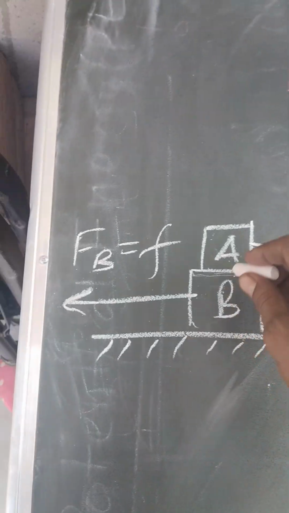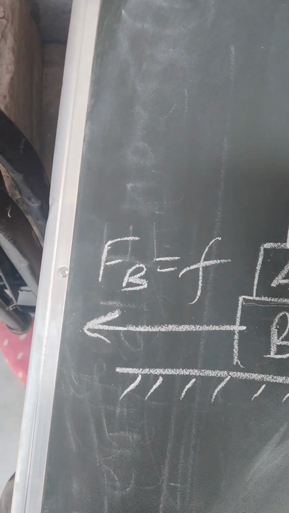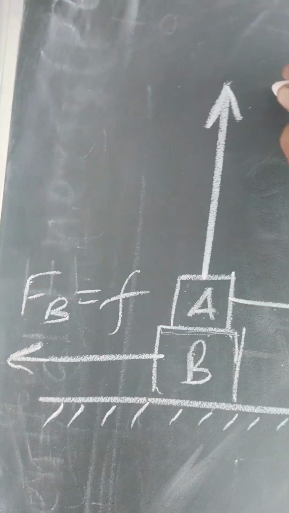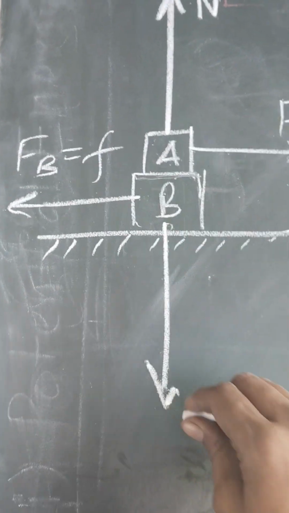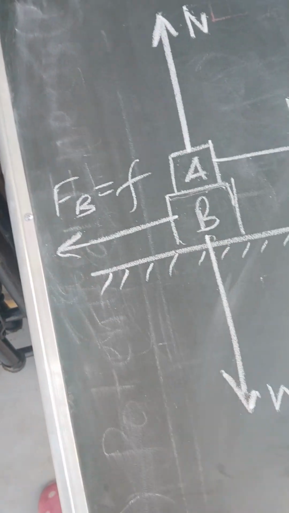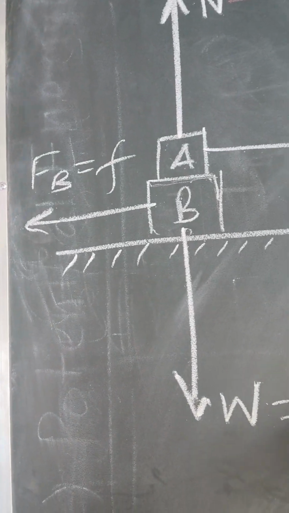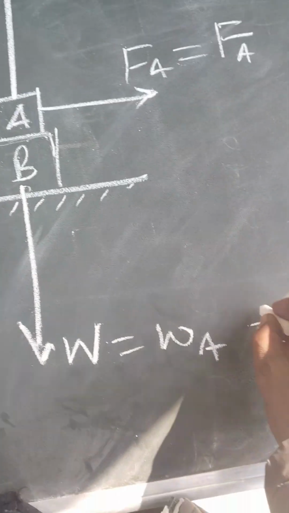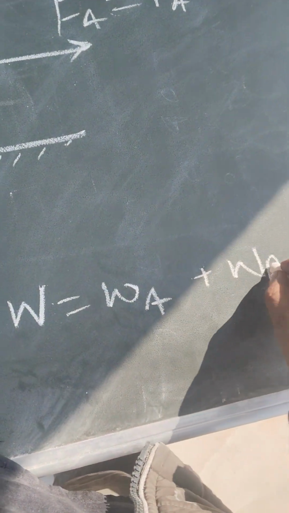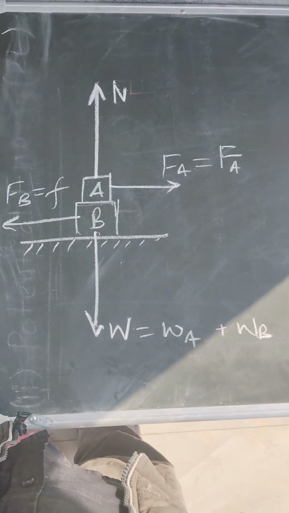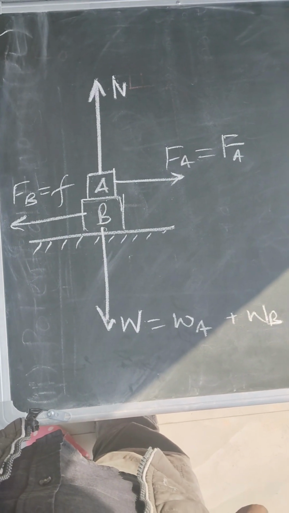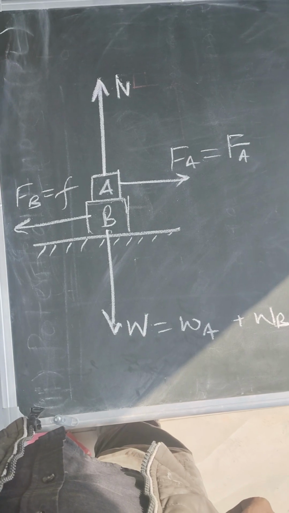And another thing is the normal reaction, which balances out the weight of these bodies. This weight is the combined weight of A and B. So these are examples of contact forces.